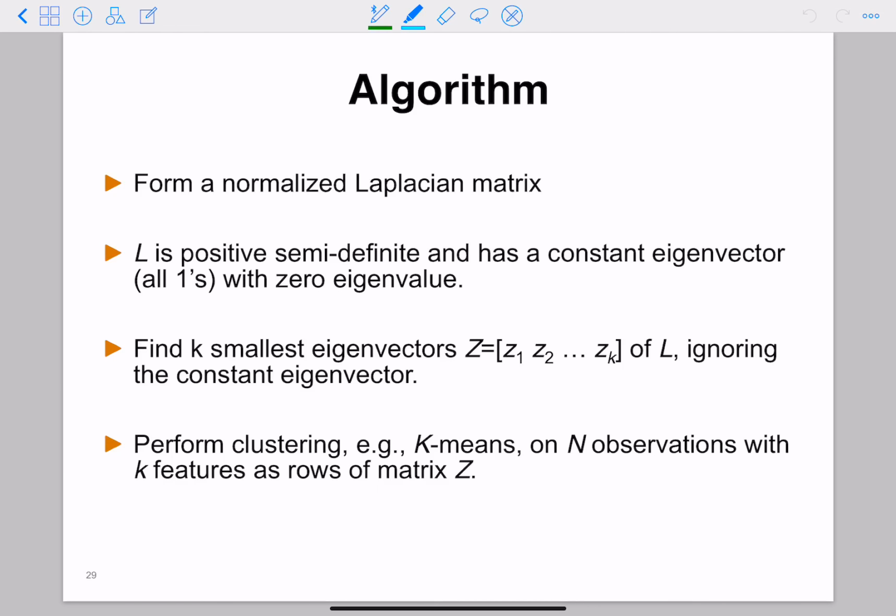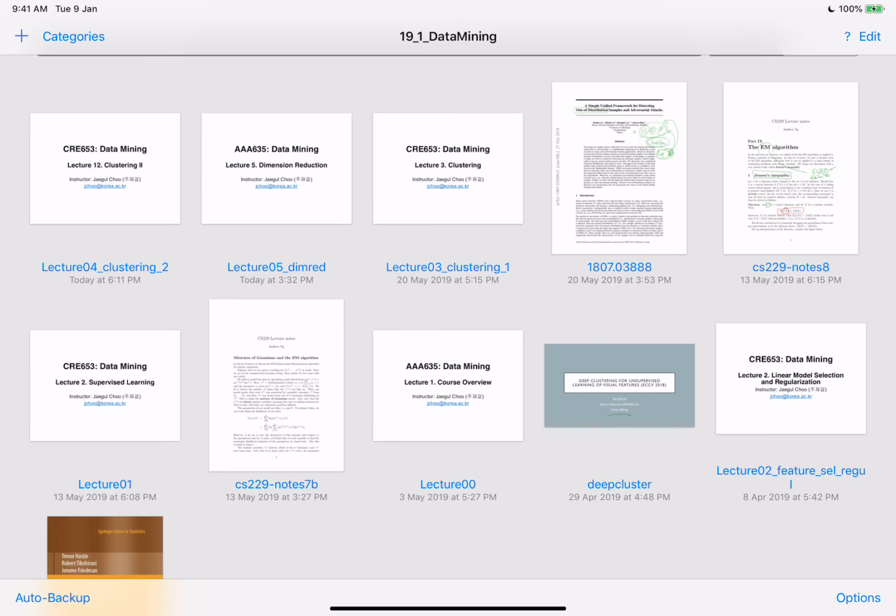Any questions so far? Okay, then that's it for today, and that's also the end of the big topic of clustering. We will move to dimension reduction next time.